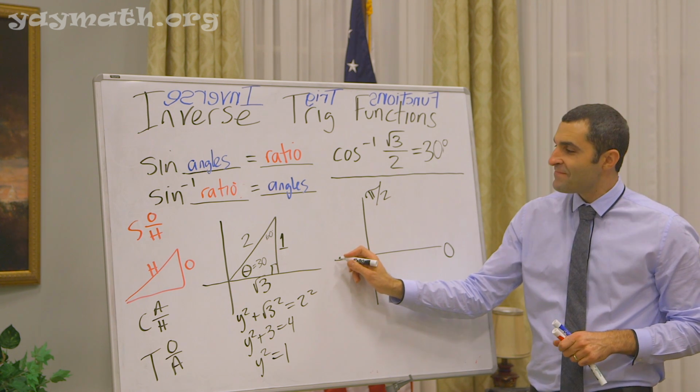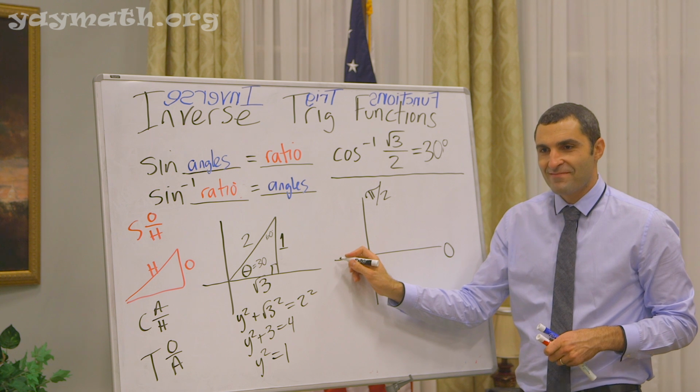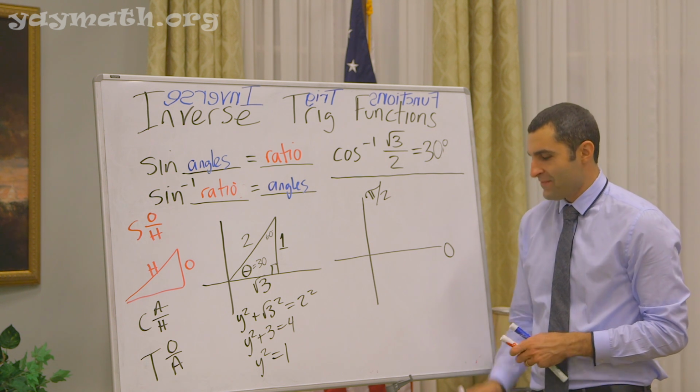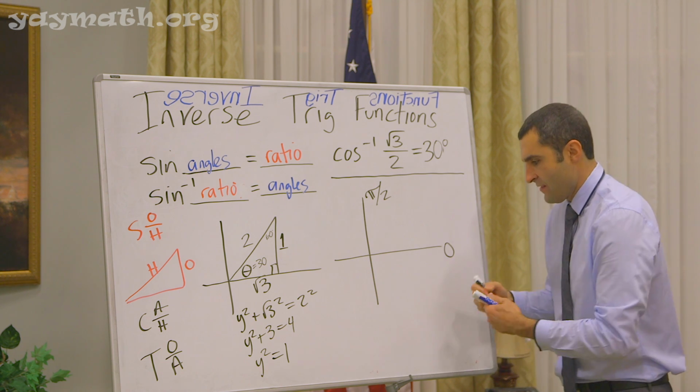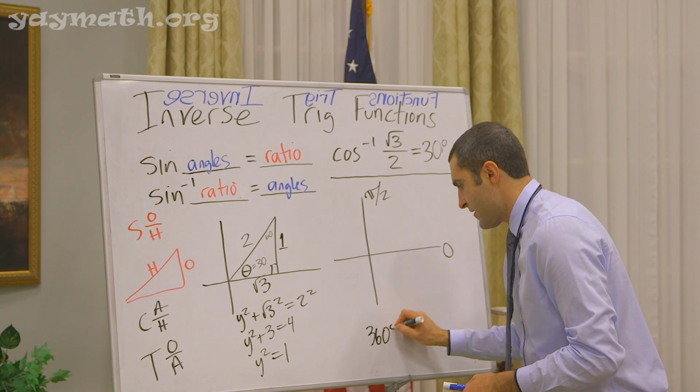Pi over 4. All right. Well, how many degrees is 360? Oh, yeah, all the way around. So which one? 360 is 2 pi, right?